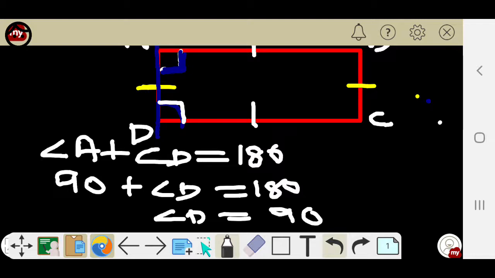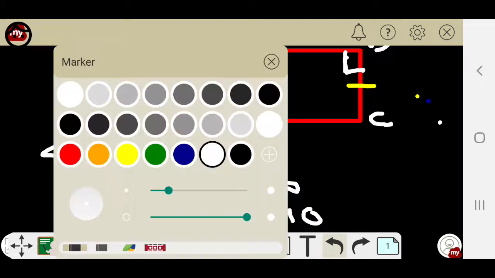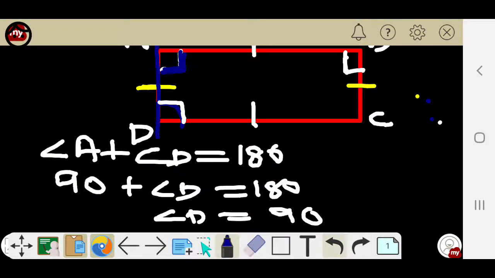Then ABCD is a parallelogram and one of the properties of a parallelogram is opposite angles are equal. The opposite angle of angle D is angle B. So angle D 90 means angle B also 90. Same way the opposite angle of angle A is angle C. If angle A is 90 degree, angle C also 90 degree.